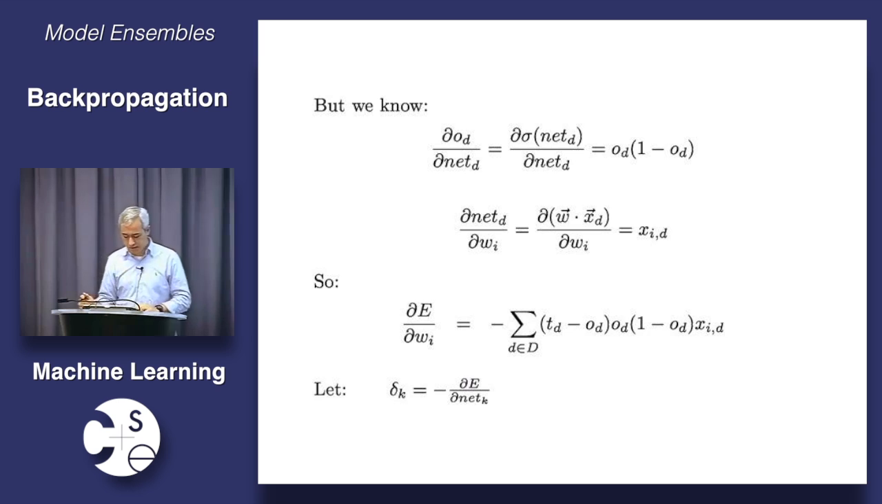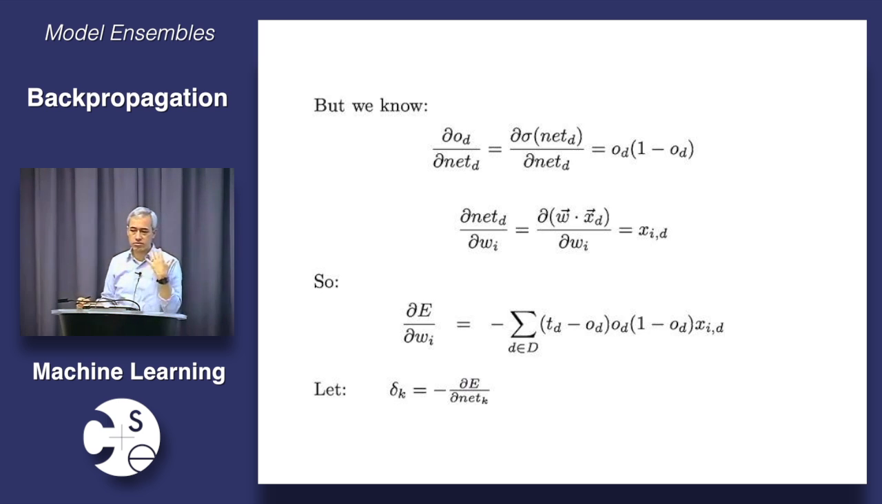Now, let's do a clever little trick. We're going to call delta K minus the partial derivative of the error with respect to net K. Why am I doing this? Because this is actually the error signal that we're going to backpropagate. What we're going to compute is successive derivatives going backward from the output. In fact, that's why this is called backpropagation: when I'm given a new example, first I propagate it forward through the network to the output, then I compute the derivative of the error at the output, and then I backpropagate it one layer and two layers and as many layers as I need to. And the thing that I'm going to be backpropagating is the delta K's.